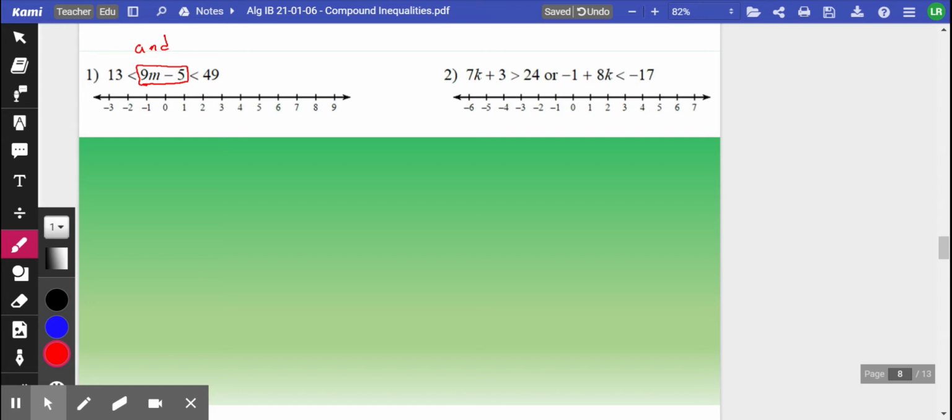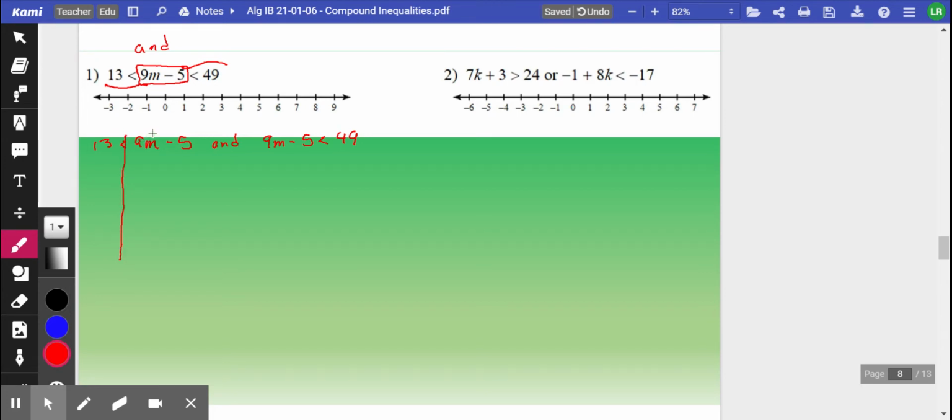Now, for one of the problems, we are going to do the left side and the middle. So I would have 13 is less than 9m minus 5. The second one, and make sure you put that in there, uses the middle section and the right side. So it'd be 9m minus 5 is less than 49. And now we have two problems to solve. So I'm going to solve these individually.